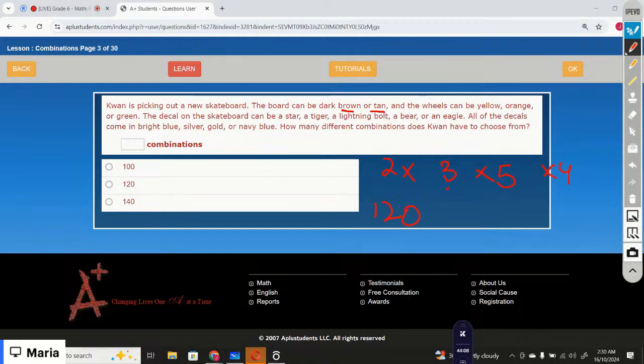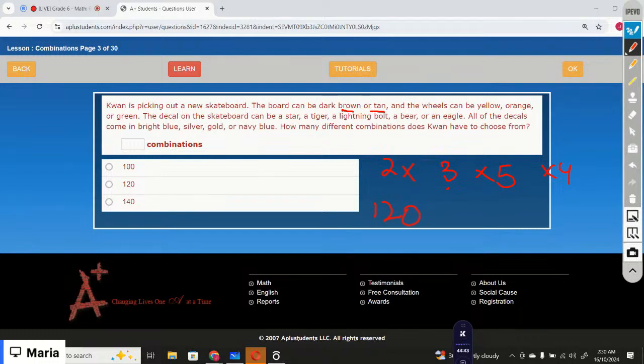What you have to do, just listen to me carefully. You have to see how many choices you are given for everything, right? For the board you are given two choices. For the wheels you are given three choices. For the decals you are given five choices, and for the color of the decals you are given again four options. You just have to multiply all the options given to see how many combinations. That means the total combinations you can make is 120. Got it?